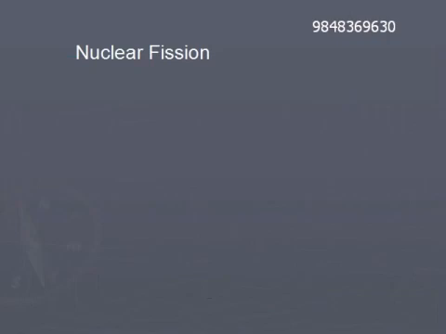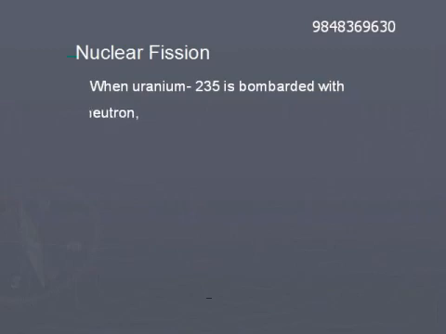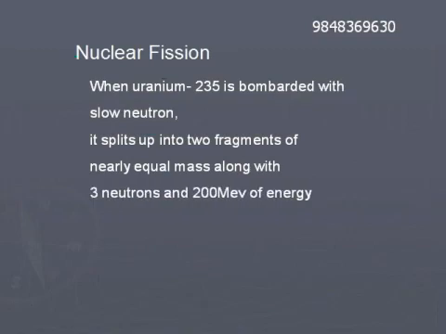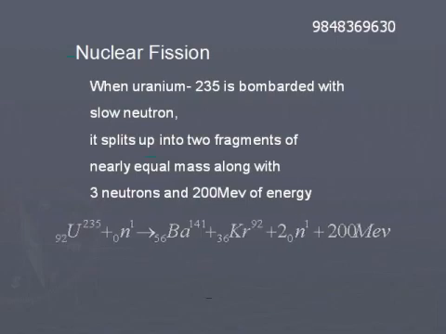Nuclear fission. When uranium-235 is bombarded with slow neutrons, it splits up into two fragments of nearly equal mass, and 3 neutrons will be emitted along with 200 MeV of energy. Two equal fragments, 3 neutrons and 200 MeV energy.